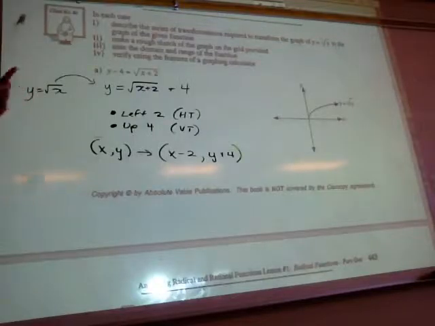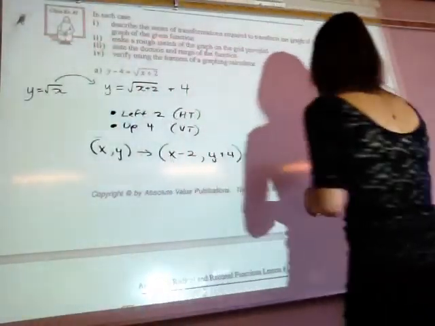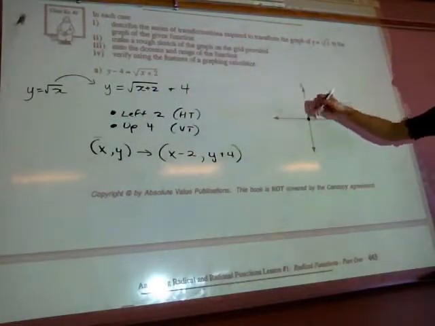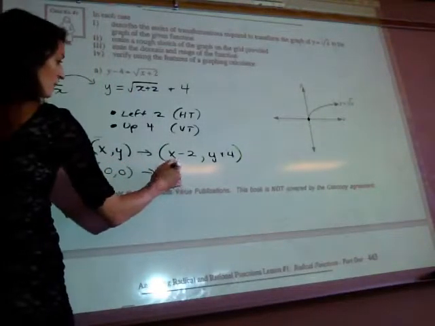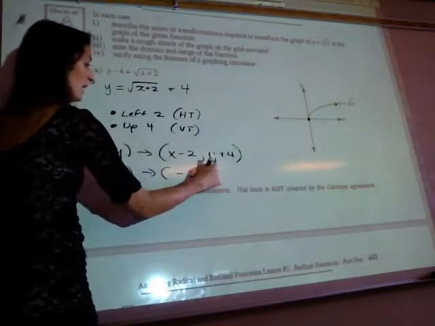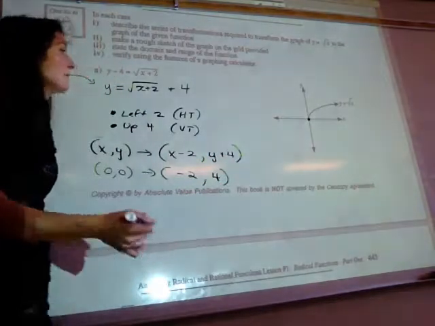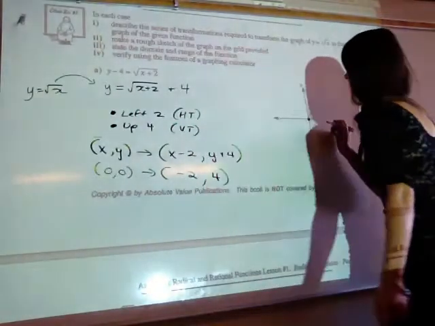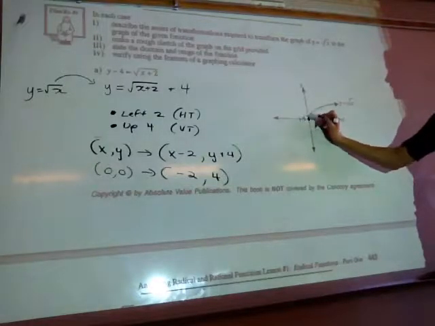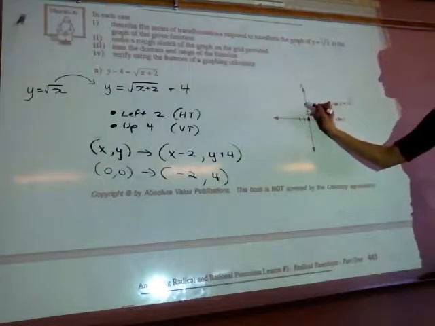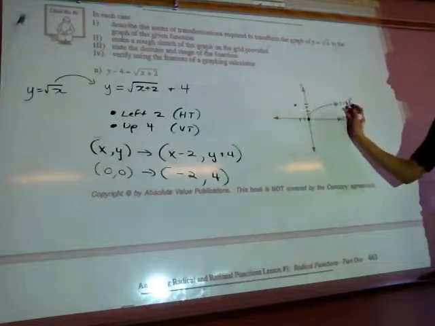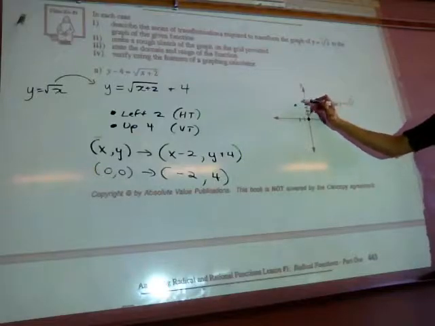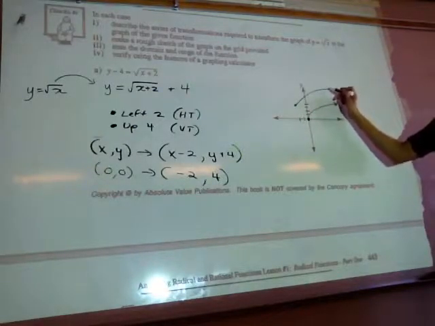Can you guys find an obvious point on that graph? Yeah, the origin, 0, 0. So let's use our point mapping to move that. So 0, 0 goes to 0 minus 2, so negative 2, and 0 plus 4 is 4. So we're moving left 2 spaces and up 4 spaces. And our point has been moved to negative 2, 4. And the rest of the graph, it hasn't been stretched or reflected, so it takes on the same shape.